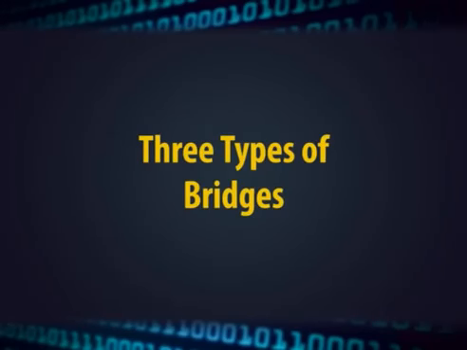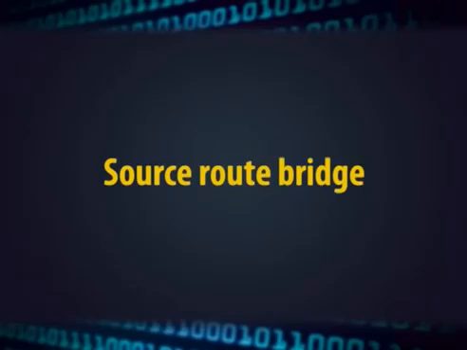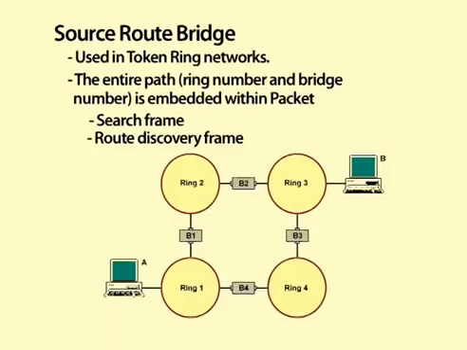Three types of bridges are used in networks. Transparent bridge derives its name from the fact that the devices on the network are unaware of its existence. A transparent bridge does nothing except block or forward data based on the MAC address. Source route bridge. It is used in token ring networks. The source route bridge derives its name from the fact that the entire path that the packet is to take through the network is embedded within the packet.